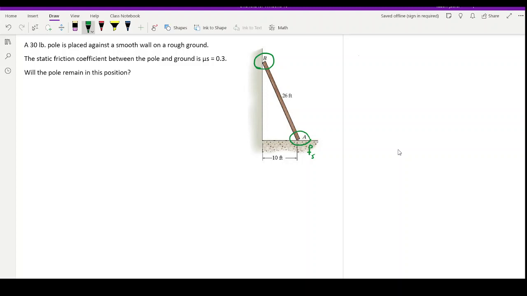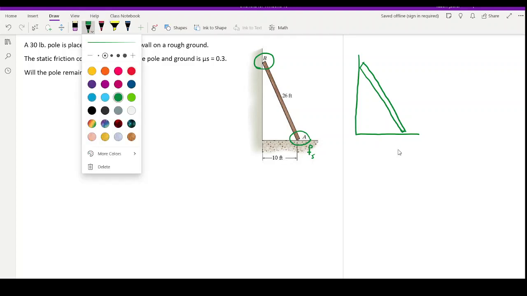Again, we need to draw the free body diagram and show all the forces that act on this pole, and then use the equations of equilibrium to find these forces, and then we need to compare the force that we find from here with the force that we calculate using the friction equation itself.